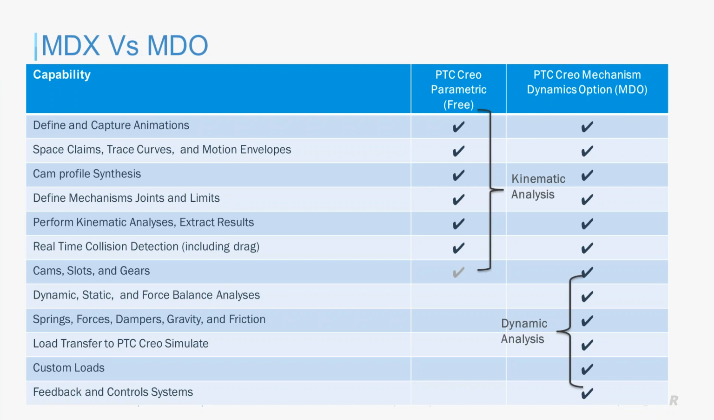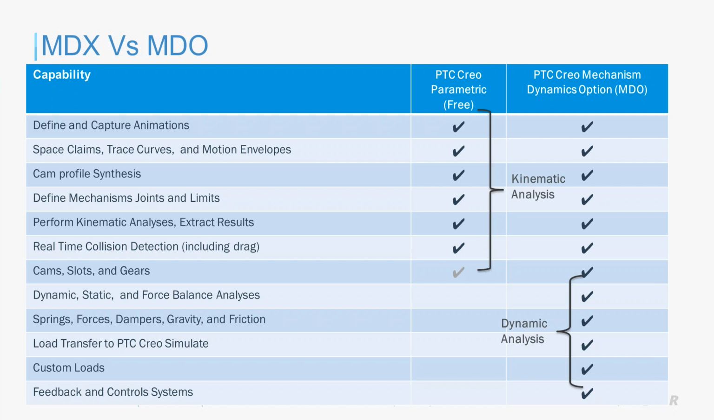But then you want to go beyond that, like apply a dynamic entity like a spring, right? For the suspension in that example, there's a spring that I applied for the stiffness, or you want to apply an external load, enable gravity, friction, what have you. That's when you would need that mechanism dynamics option.